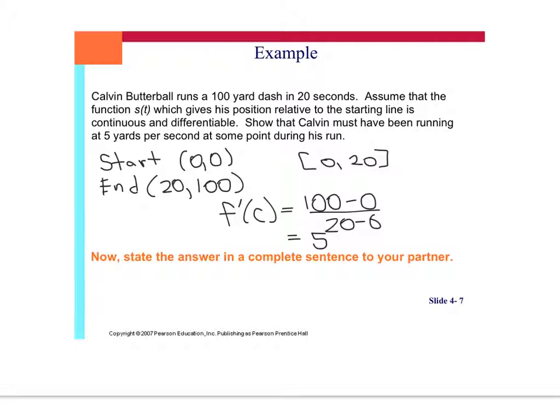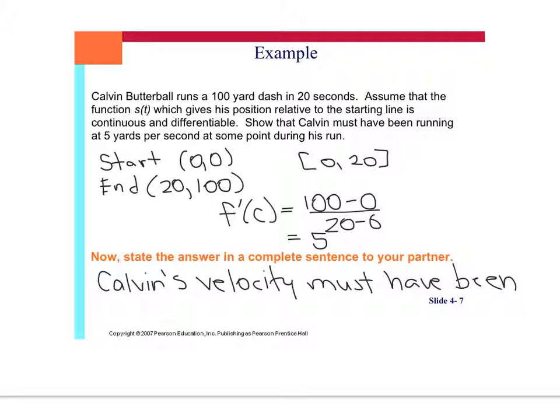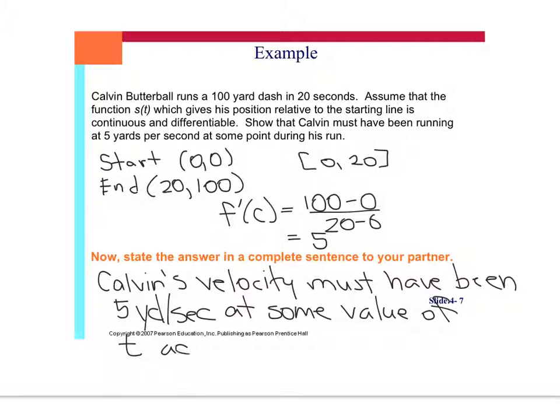So then we can guarantee that Calvin's velocity must have been 5 yards per second at some value of t, according to the mean value theorem, because the mean value theorem guarantees that there will be an instantaneous rate of change equivalent to the average rate of change.